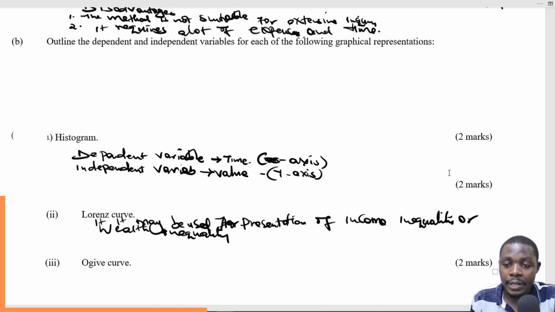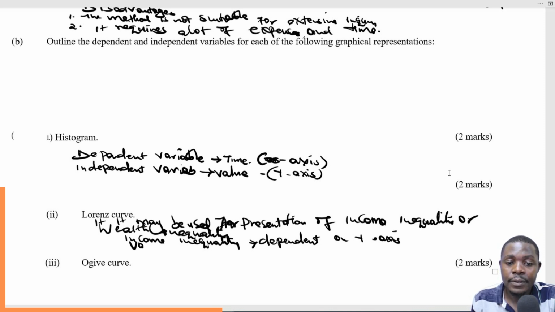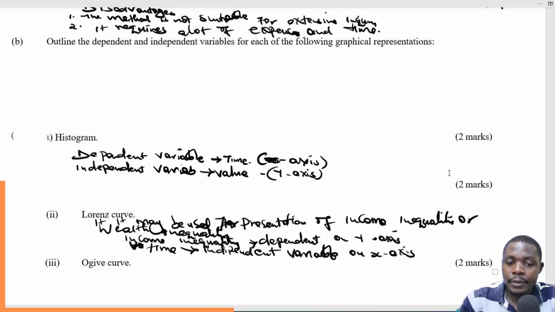In that case, the income inequality will be the dependent variable on the y-axis, while the time values should be the independent variable, which should be plotted on the x-axis. Then we have the ogive graph.